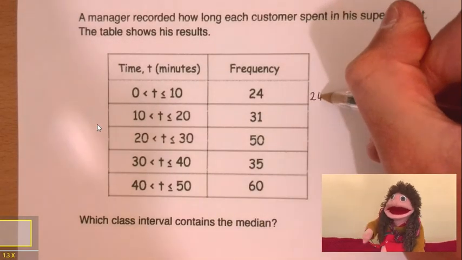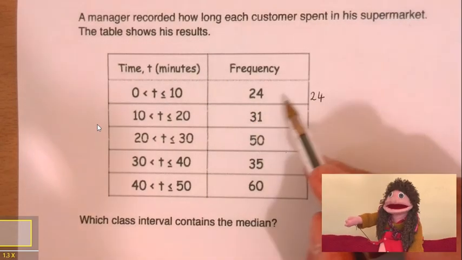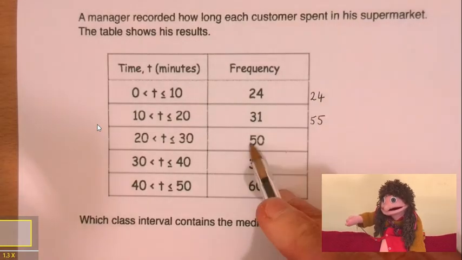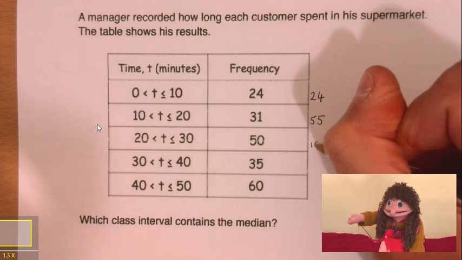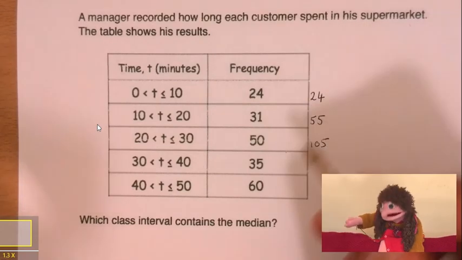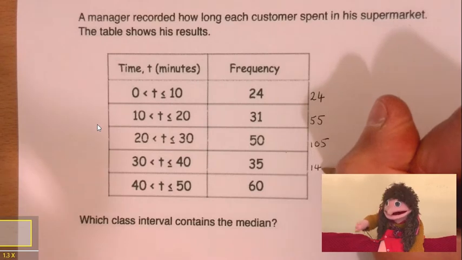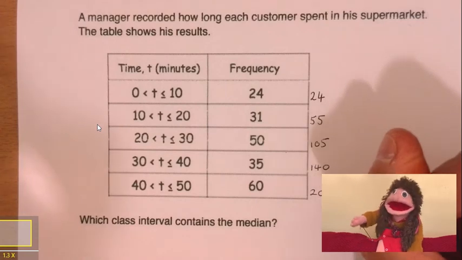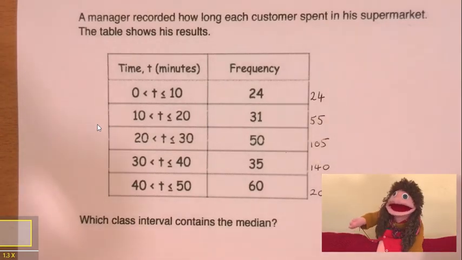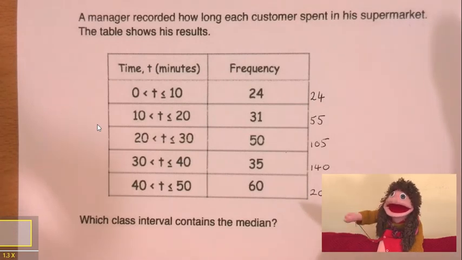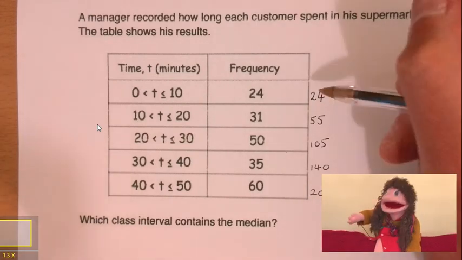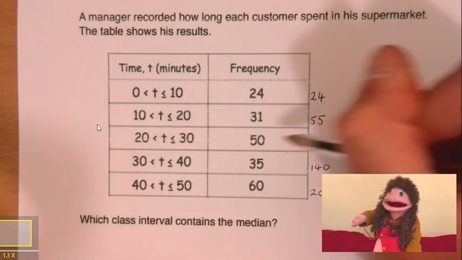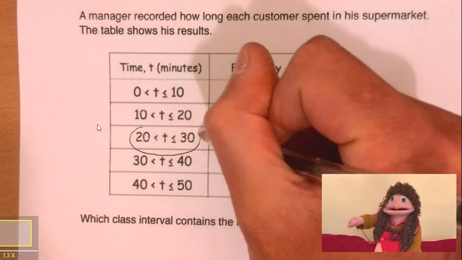So if we add these numbers up at the end, so 24 and then 55, add another 50, so that's 105, add the 35, 140, then add 60, 200. So there must have been 200 people in the supermarket. So which one's the middle one? So we're looking for the 100th person. So where are they? They're not in this one, not in this one. They must be here. So actually, on this one, it is 20 to 30.